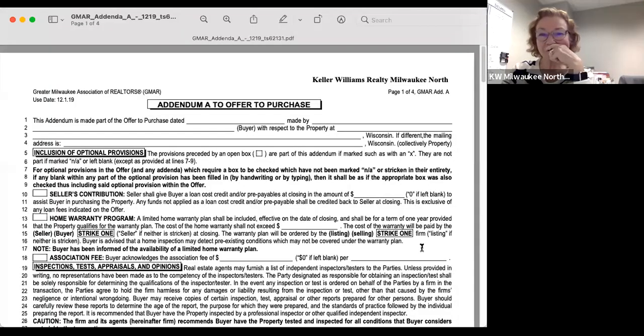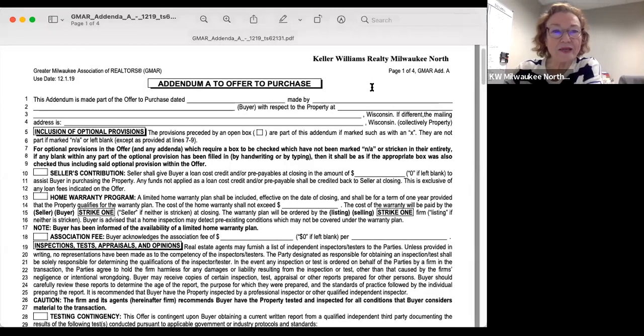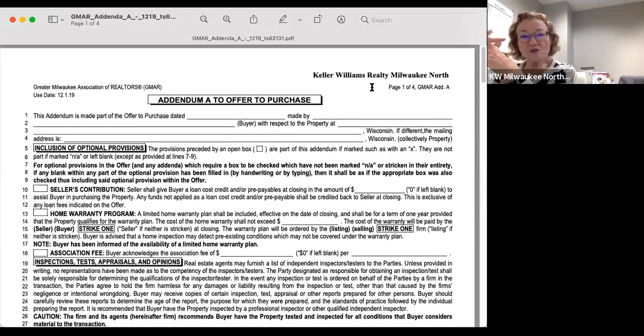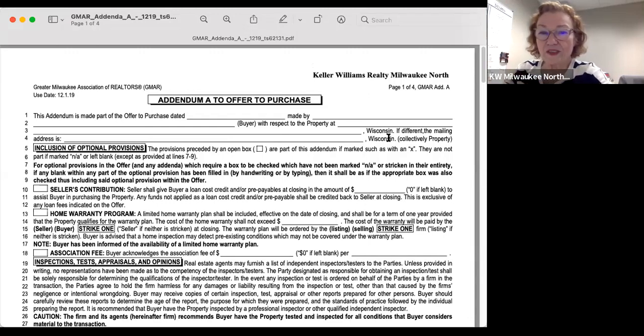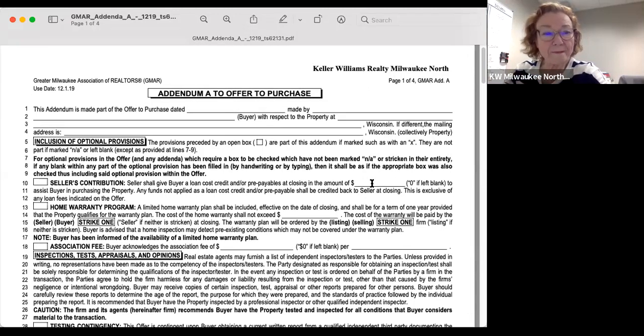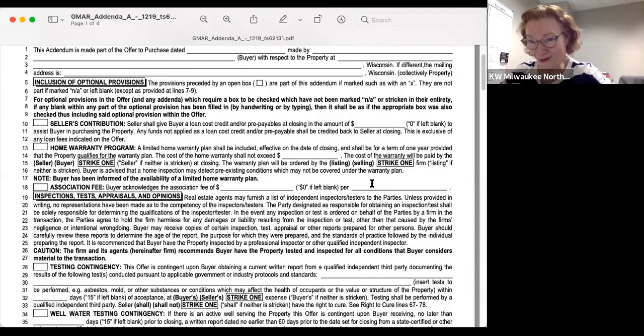So we've got a good group here, and I'm going to start by sharing the Addendum A. Okay, hopefully you can see my screen. Everybody all right on that? So let's just get right into it. Obviously the first 4 lines are identifying who the buyer is and the property, and make sure that you fill it out carefully with the buyer's full name. And then they're talking about how you fill this out.